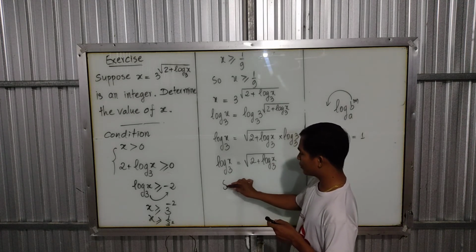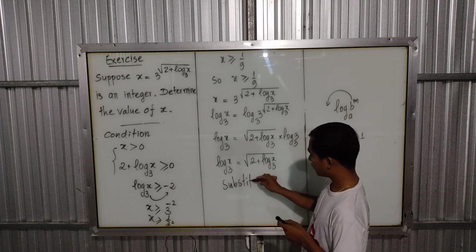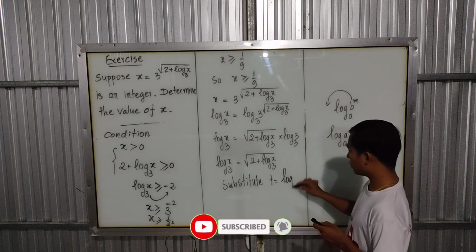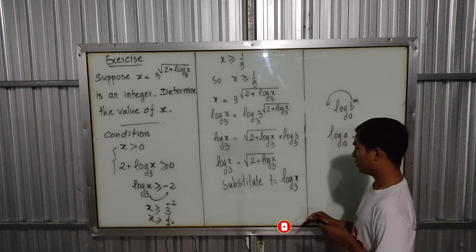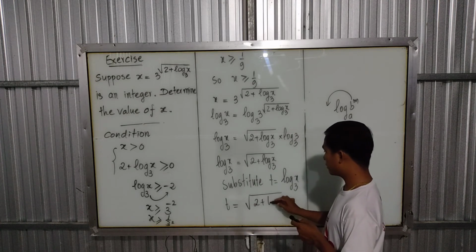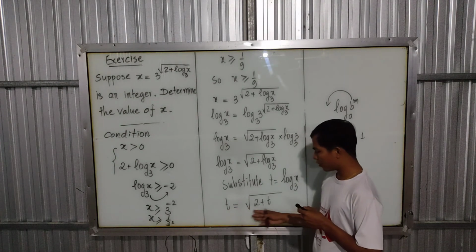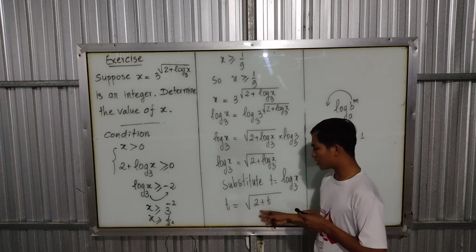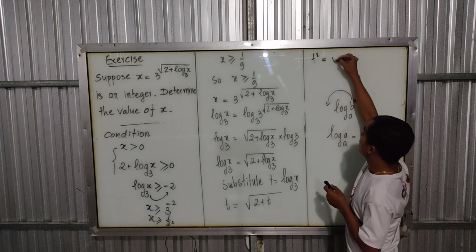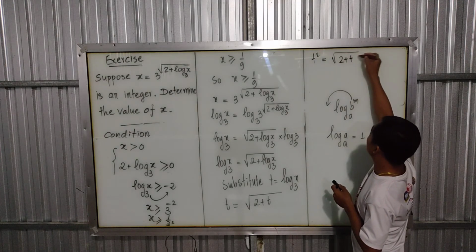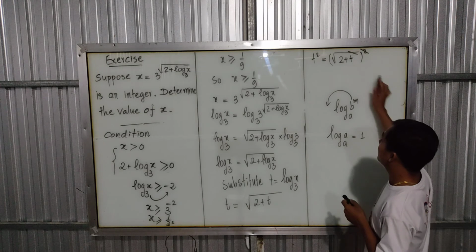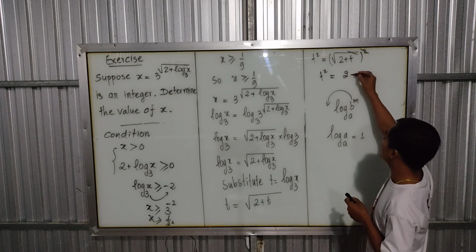Now we substitute t equals log base 3 of x, and so we get t equals the square root of 2 plus t. To solve this equation, I square both sides, so we get t squared equals the square root of 2 plus t, all squared. The square root and the square simplify, so we get t squared equals 2 plus t.